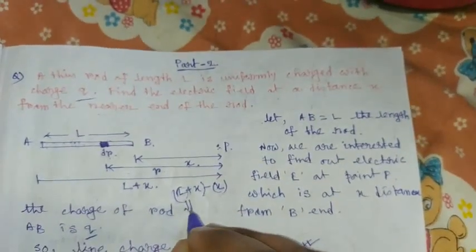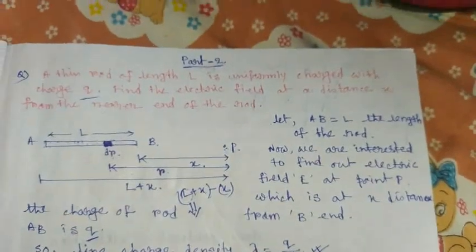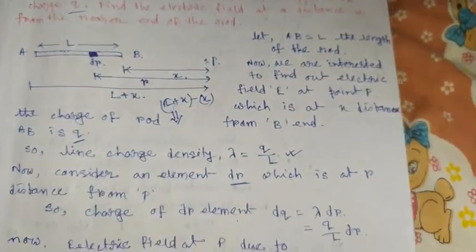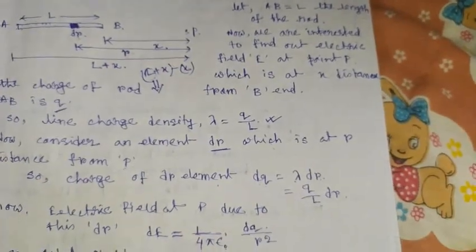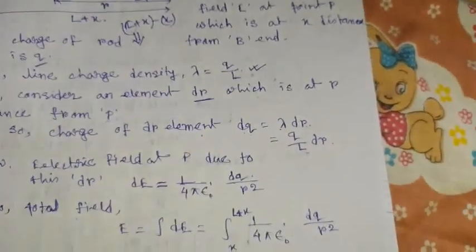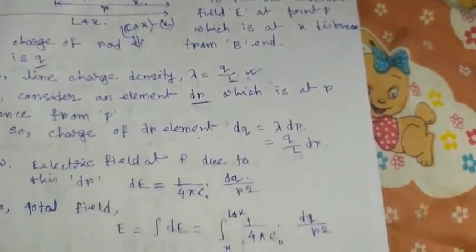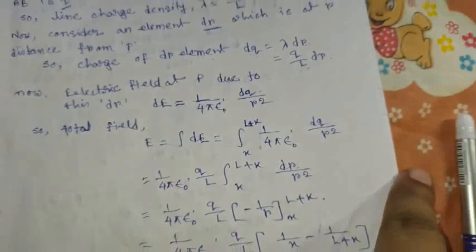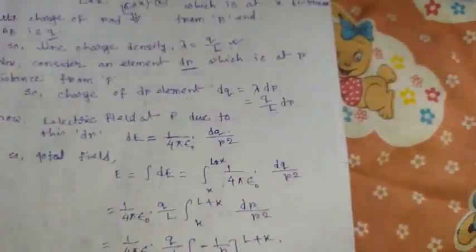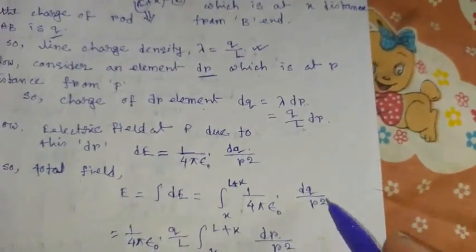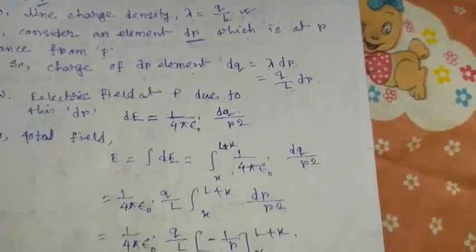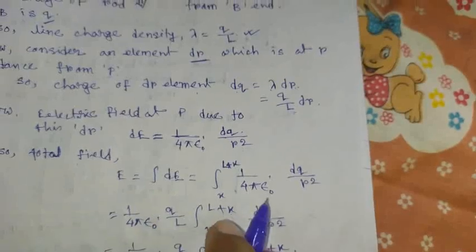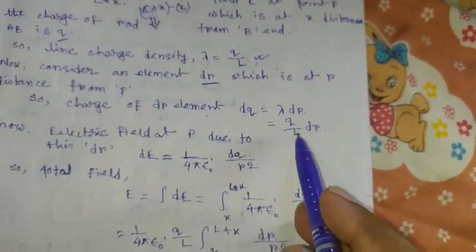If you do L plus x minus x, you get the length L. That means you can find the effect of the total length L of the rod, and so the total electric field for that rod at point P. So the limit will be from x to L plus x. Now 1 by 4 pi epsilon naught comes outside the integral sign.